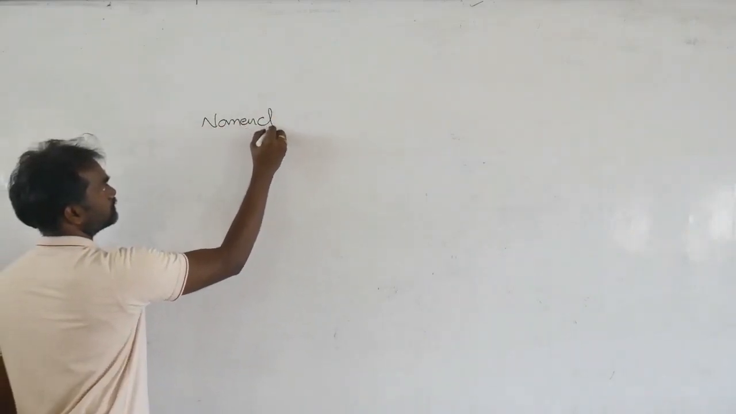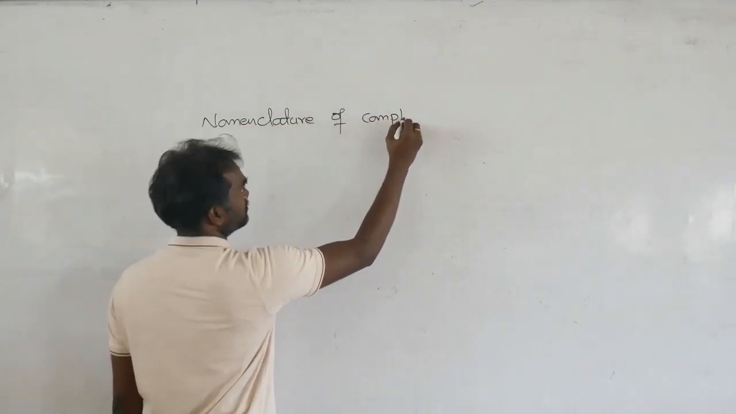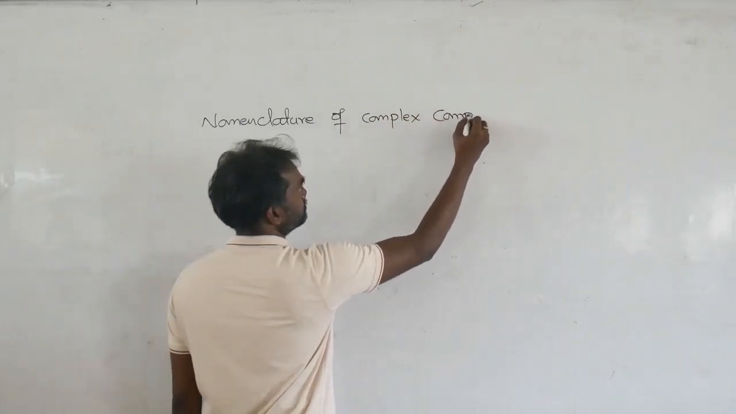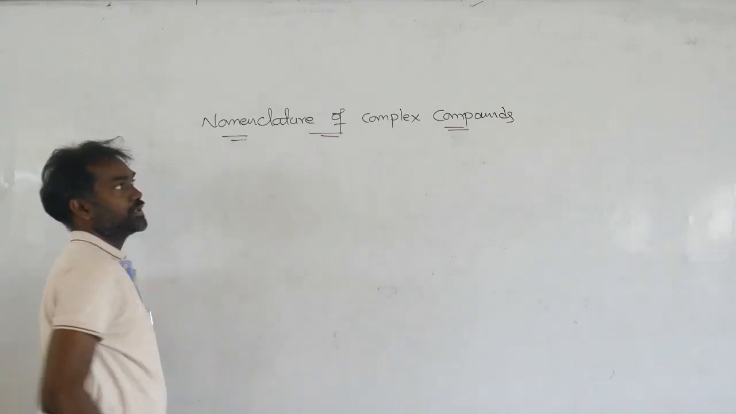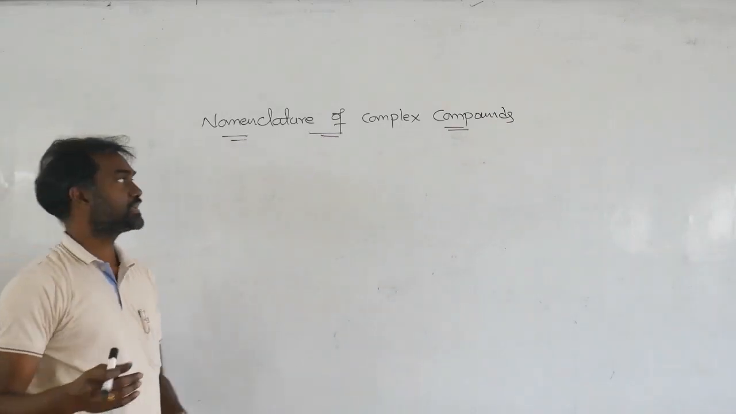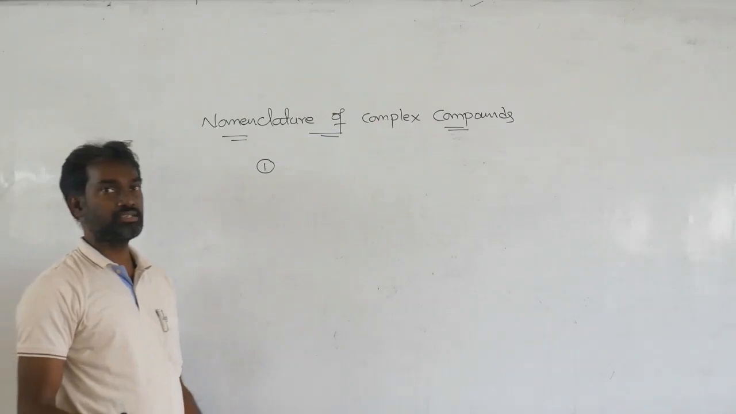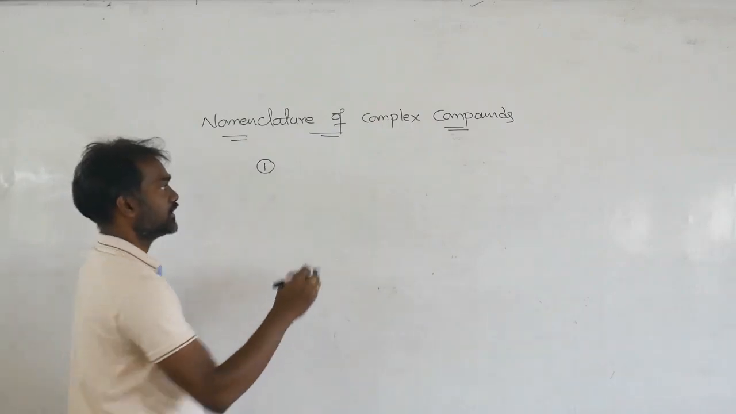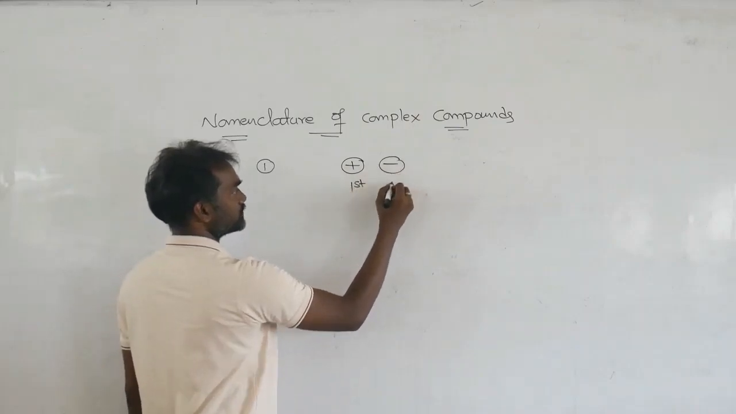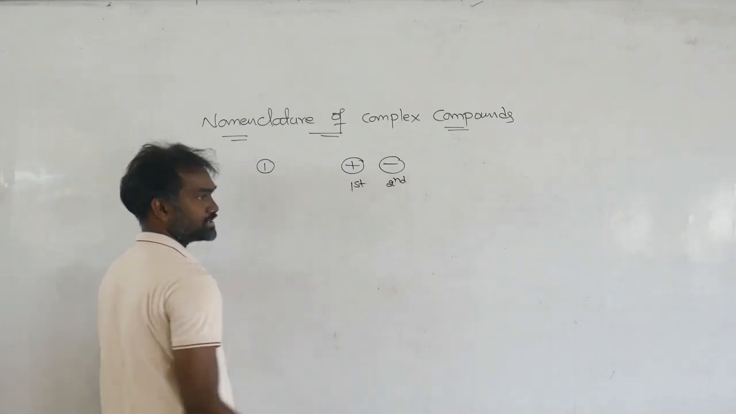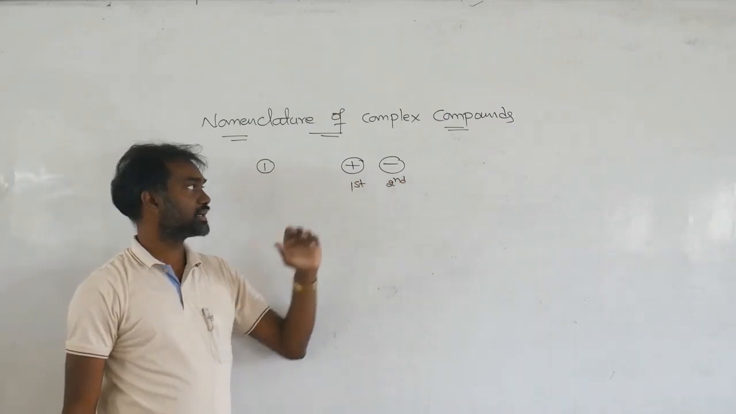Nomenclature of complex compounds. How to write the names? First of all, whatever the compound, every compound has a positive charge and a negative charge. You must write the positive charge first, next the negative charge. Always, in any ionic compound, first you write positive, after that you write negative.